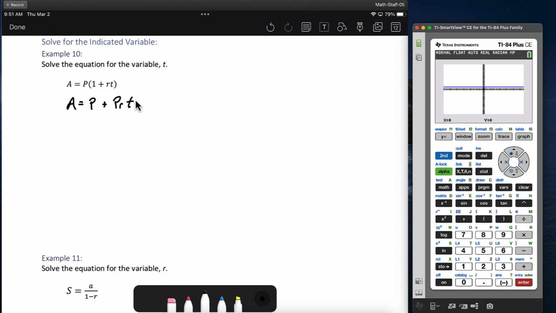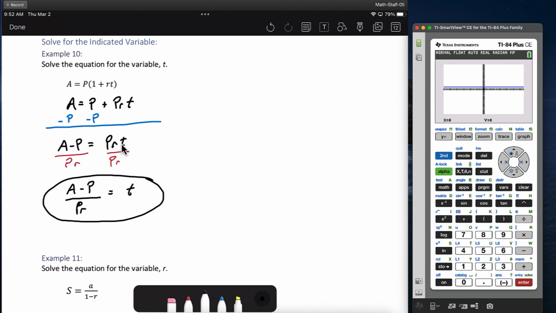Keep in mind our goal is to isolate this t, so we need to move p next. Right now it's a plus p or a positive p, so we will subtract it over. We have a minus p equals p r t. And here we have p times r times t. Still trying to isolate the t. This is all one big product. So to undo that product, we will divide by pr. And we get a minus p over pr is equal to t. And now we solve for t.